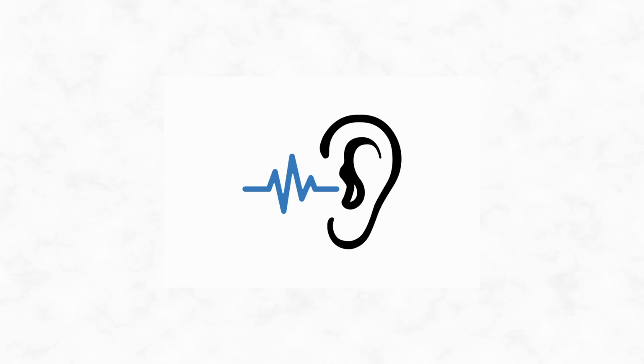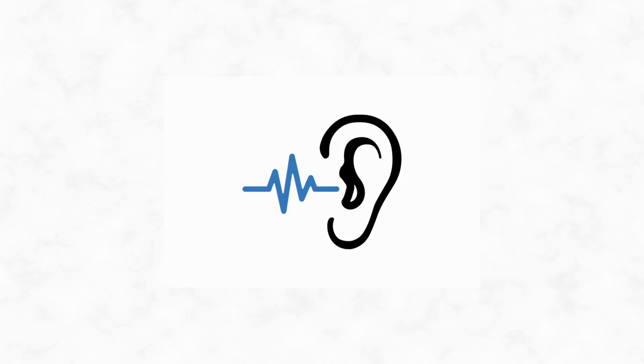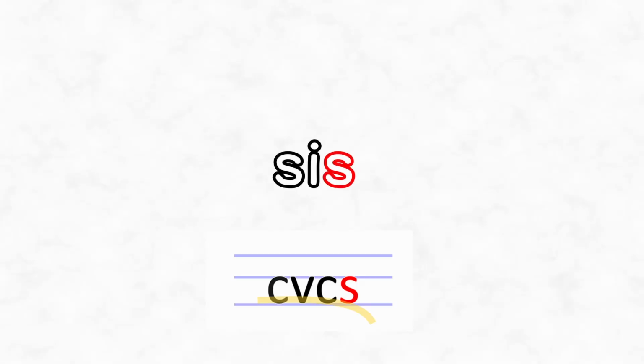The first one was si. Hear that rising tone? That was the high rising tone. We need our high letter H at the end here. The next one was si. That was our falling tone, so we use the letter S with its falling slant.